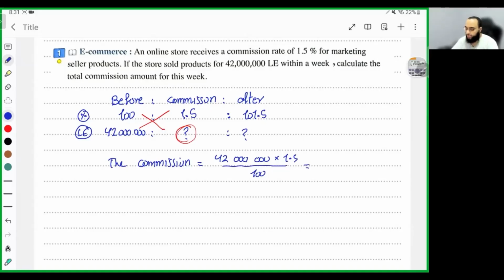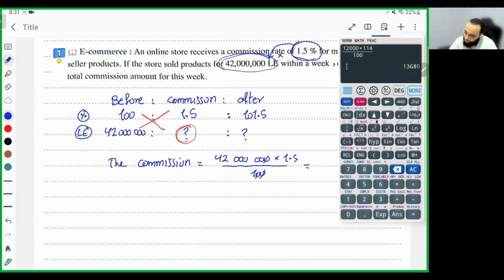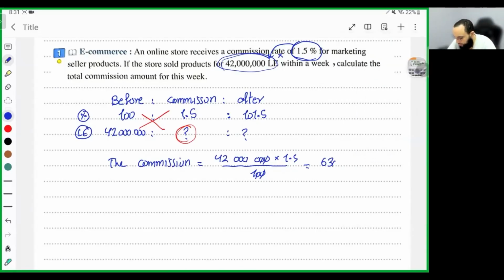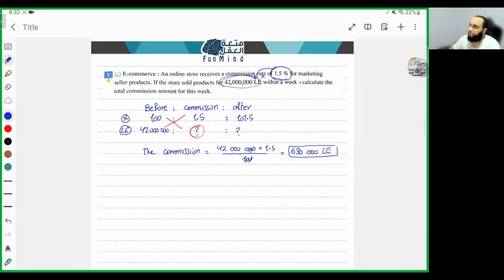You can calculate it easily: this is the commission rate and this is the actual price. Multiply them together, you will get the same answer. It's correct, okay? You can do it with the calculator. 2 zeros with 2 zeros, then it's going to be 4 zeros times 1.5. It's 630,000. Okay. Any problem? Yeah, thank you.